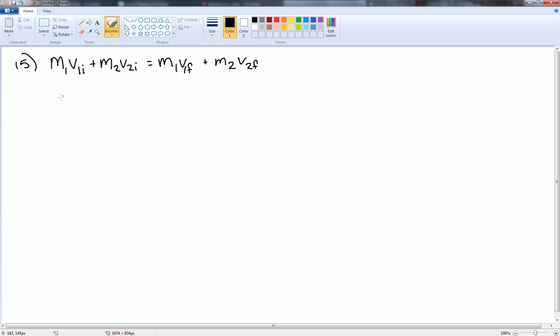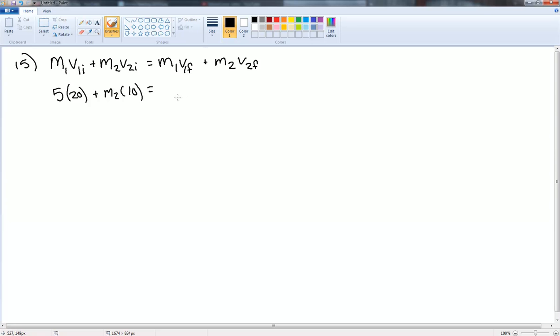Ball A has a mass of 5 kilograms. Okay? It's moving at 20 meters per second. Ball B has an unknown mass, and it's moving at 10 meters per second. So since it's the same direction, these can both be positive. If one was the opposite direction, then one of them would have to be negative. All right, this is before the collision.